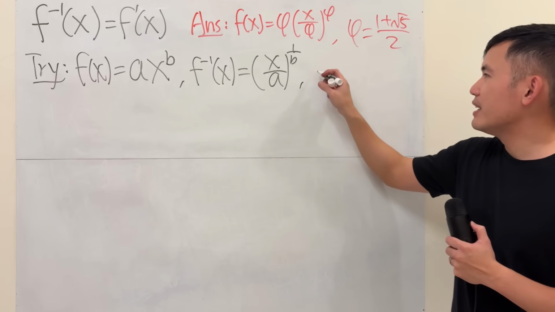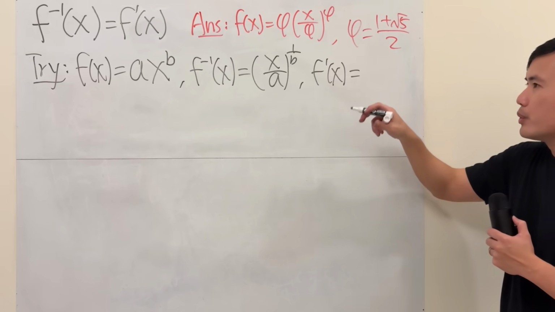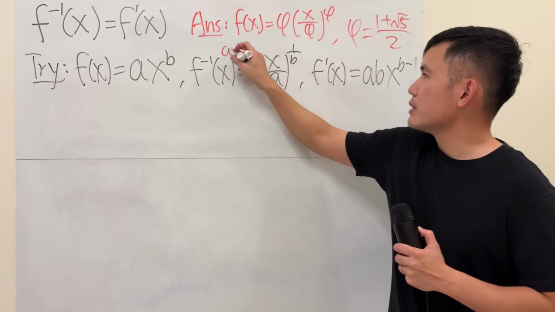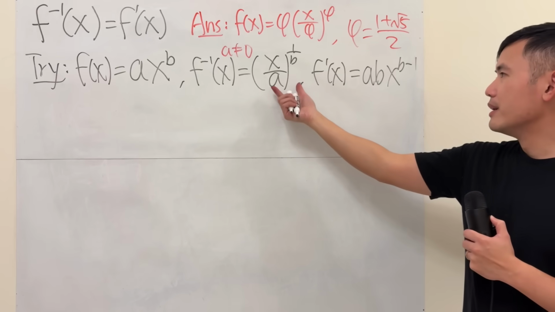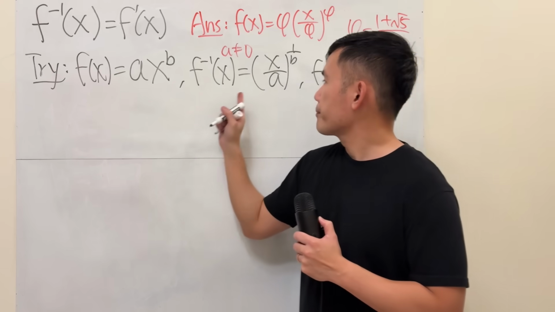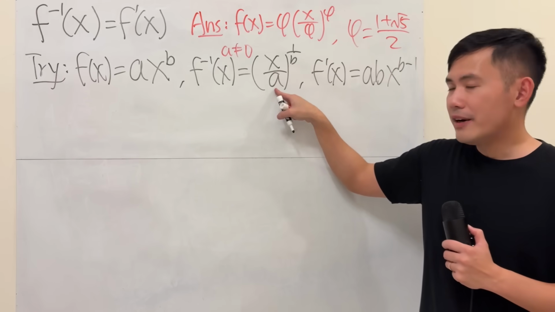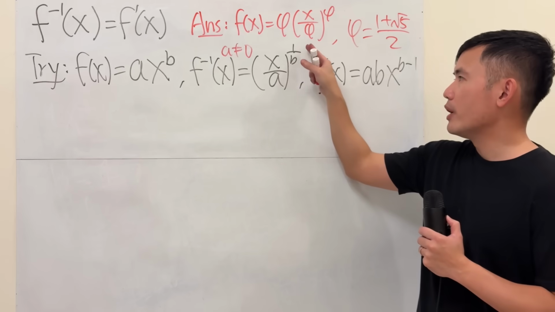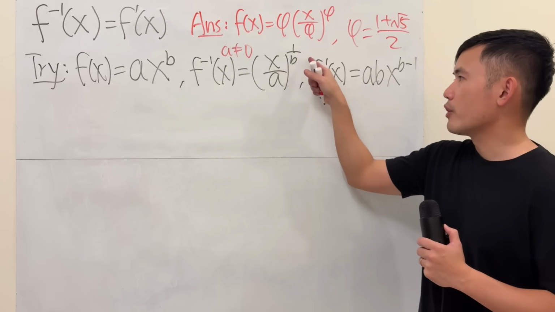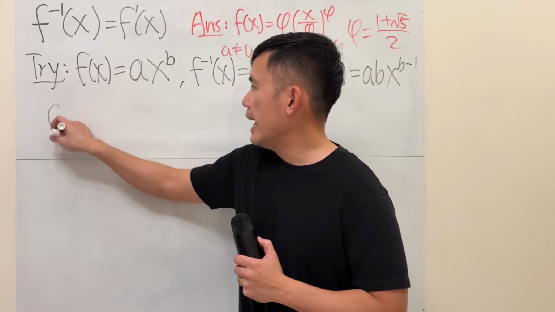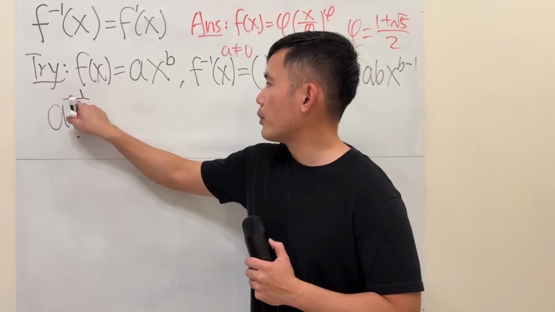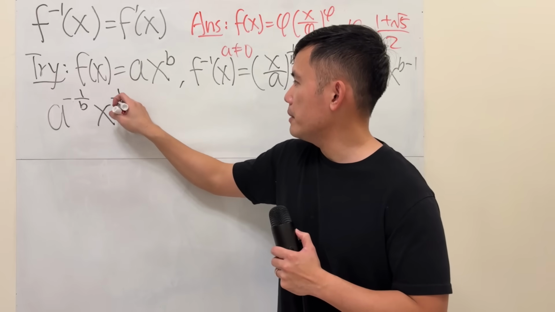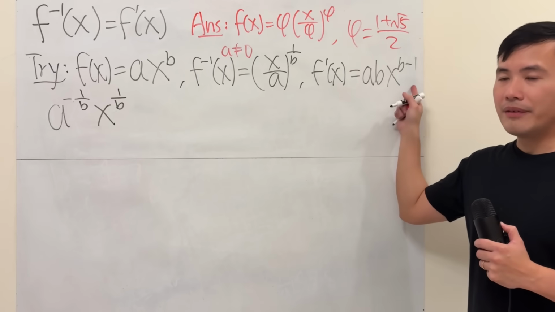So that's the inverse, and for the derivative, of course, it's just the power rule. So a b x to the b minus 1 power. And again, a little note is that a is not equal to 0. Now, this has to be equal to that. So here's the deal. We have a on the bottom. This is the same as a to the negative 1 power, and then raise that to the 1 over b's power, negative 1 times 1 over b. So this right here becomes a raised to the negative 1 over b's power, and we also have x to the 1 over b's power. So x to the 1 over b. Then we have this.